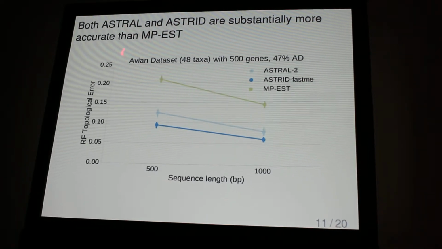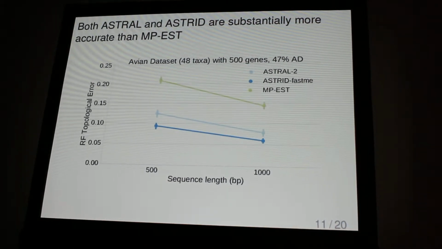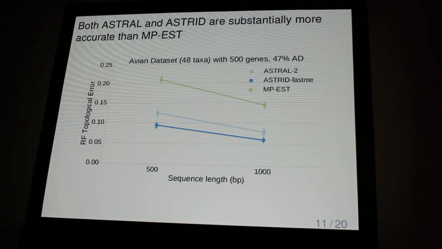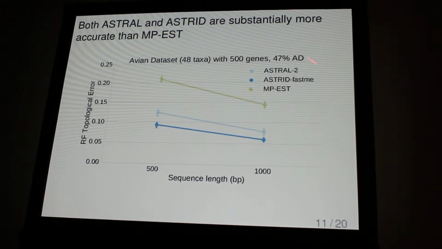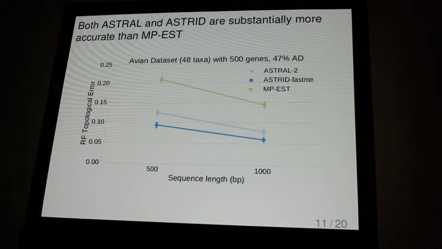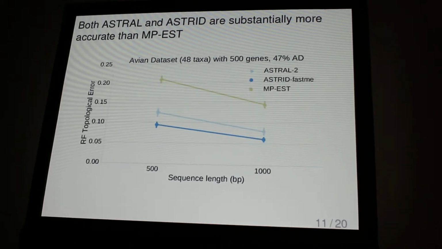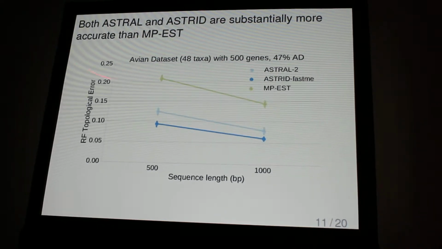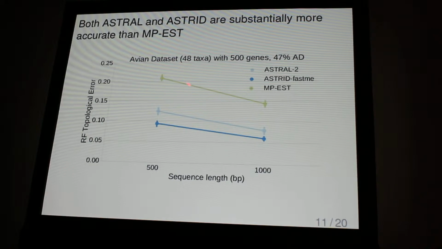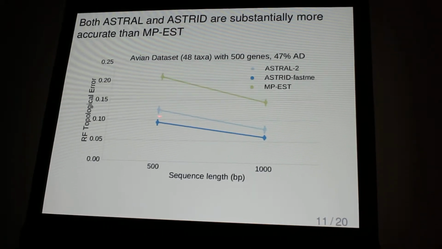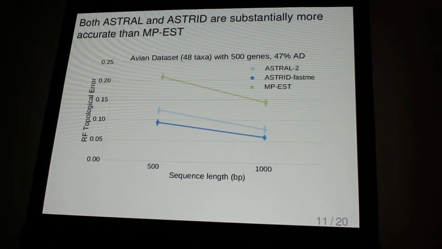You can see under this, this is a simulated data set based on the avian phylogeny that came out a couple years ago. With quite high ILS levels, nearly 50% of the branches in the true species tree are not in the true gene trees. And you can see that MP-EST has topological error, over 20% in some cases, whereas both ASTRID and ASTRAL have about half that.